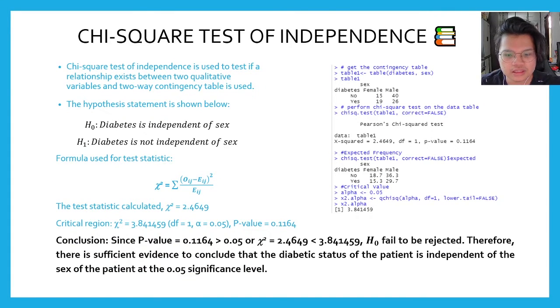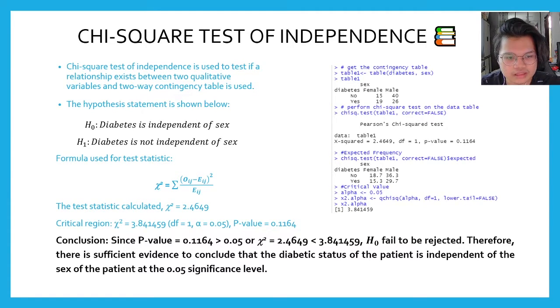Okay, so I'm Haziq, and the next test that we conducted is the chi-square test for independence. So this test is used to check if there's a relationship between two qualitative variables, and those two variables that we use are whether the patient has diabetes and the sex or gender of the patient.